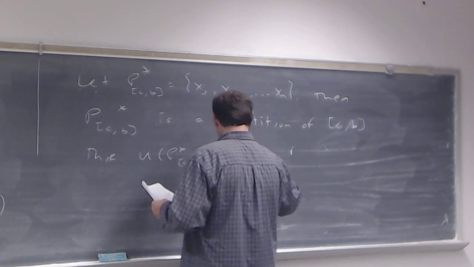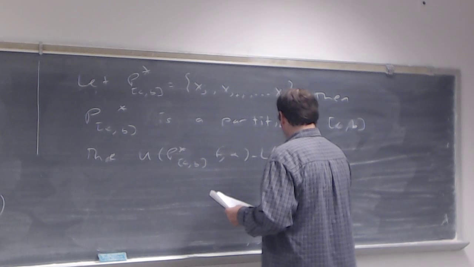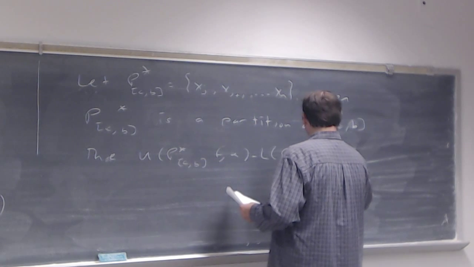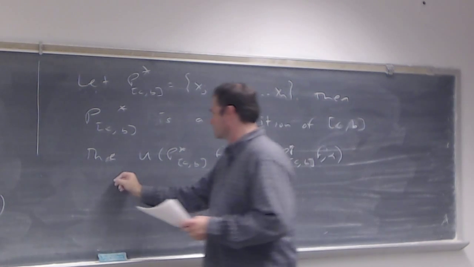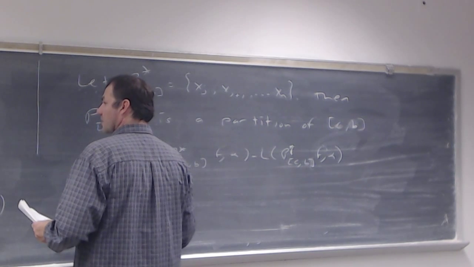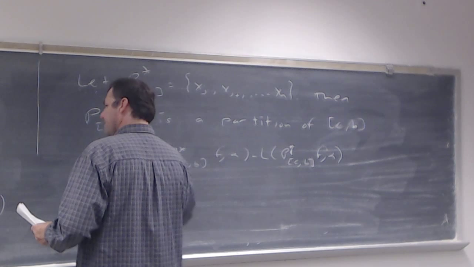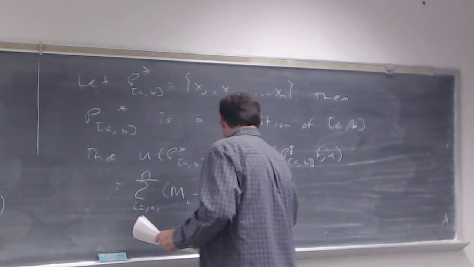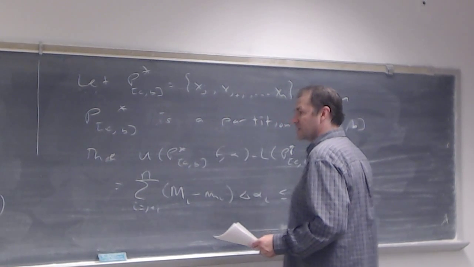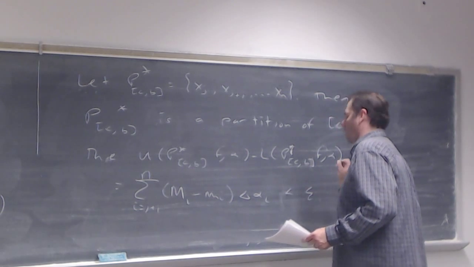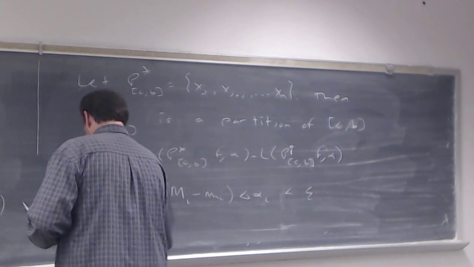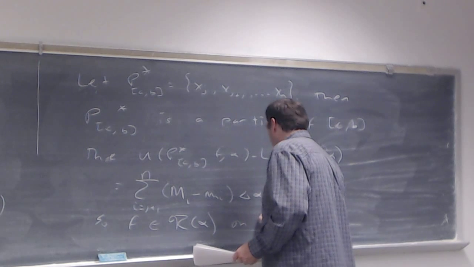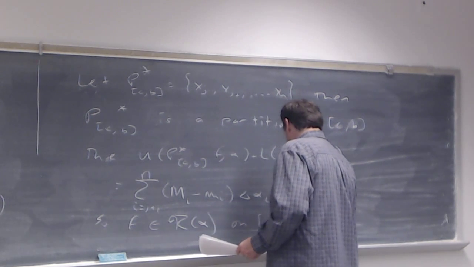The upper sum with P star from C to B, F alpha, minus the lower sum with P star from C to B, F alpha, is equal to, what we've already looked at, the sum as I runs from j plus 1 to n of big M sub i minus little m sub i times delta alpha sub i, which we know to be less than epsilon. So that says F is Riemann-Stieltjes integrable with respect to alpha on C to B.